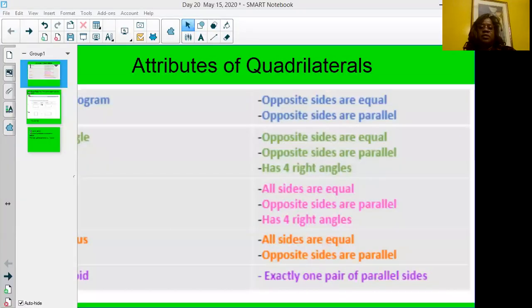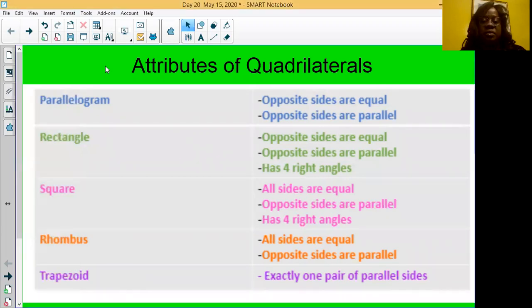Okay, as I share my screen with you, let's review the attributes of the quadrilaterals that we talked about yesterday. One quadrilateral we talked about was a parallelogram. And we know that it had opposite sides that are equal and opposite sides that are parallel. And remember, parallel means that the lines run in the same direction, but they never meet. So look at your notes for the parallelogram.